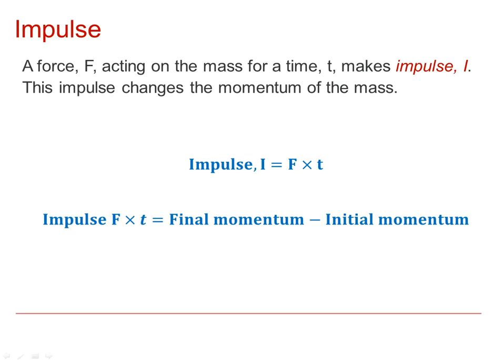Notice here we've got vector quantities. Impulse is a vector because force is a vector, and of course momentum, mass multiplied by velocity, and velocity is a vector. So we have vector quantities here.